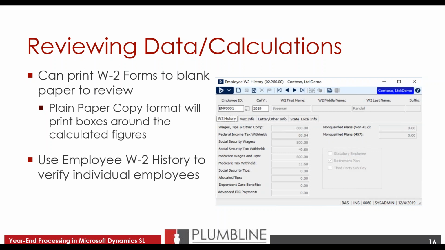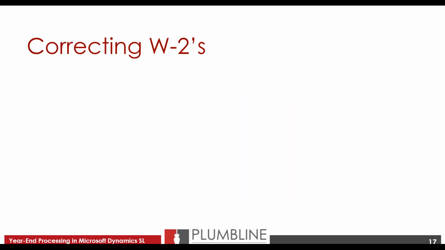You could also use the W-2 employee history screen, which is what I have a screenshot of here, and you can use that to review the data that was calculated for the individual employees. You would just need to bring up each individual employee this way, whereas if you printed to paper or file, you would be able to see all employees on that report. So this is just useful for troubleshooting purposes and tying out numbers before we print the forms.